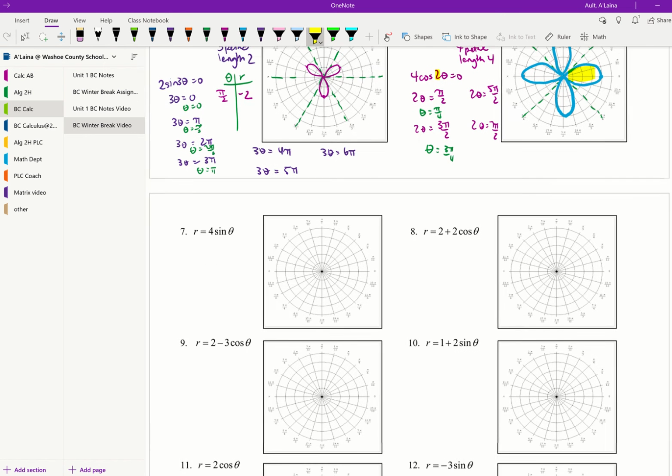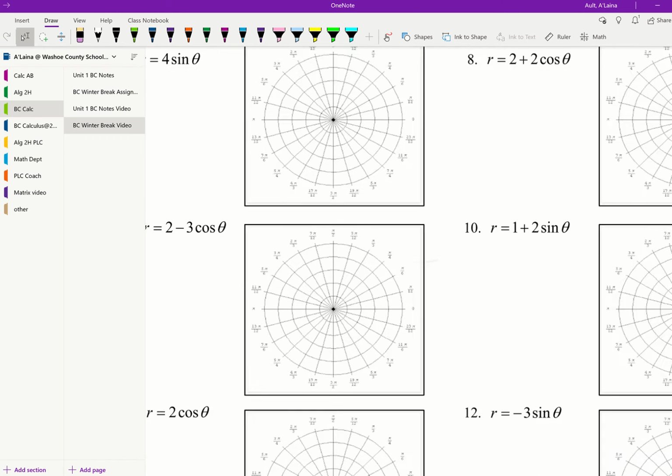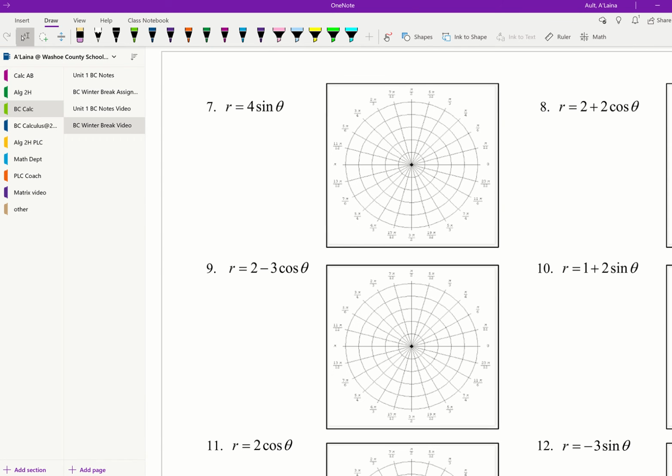All right, number 7. This one, since we only have one trig function, nothing's being added. I don't have a multiplier. This is a circle. The diameter is 4, and this is along the y-axis and in the positive direction for pi over 2. 1, 2, 3, 4. So I'm just going to draw a circle to the best of my ability.